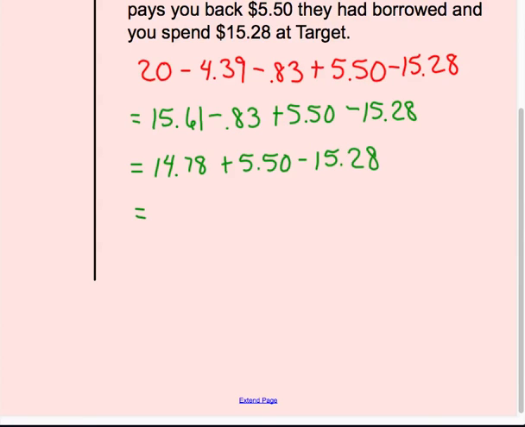Alright, so now I'm adding. Adding is a little bit easier than subtracting, so I'm just going to kind of add like normal. My cents, I've got 0 cents plus 8 cents is 8 cents. 50 cents plus 70 cents would give me $1.20. So now I've got 15 plus 5 is 20. I added that extra dollar to my 14.